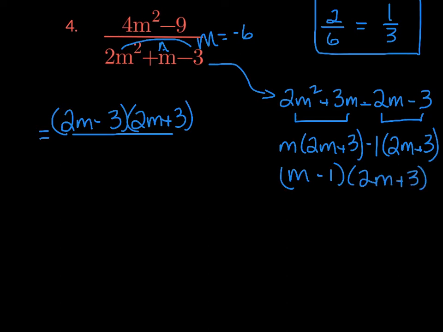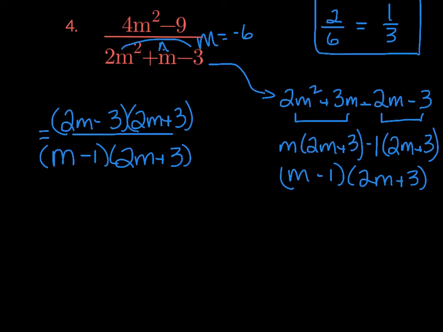So I'm going to transfer that over to my fraction over here on the left. So m minus 1 times 2m plus 3. So all I did was I factored the numerator, the original numerator of the original fraction in number 4, and I factored the denominator. And what that does is it just allows us to see the numerator and denominator in a different way. And then what I notice is that I have some common factors here.